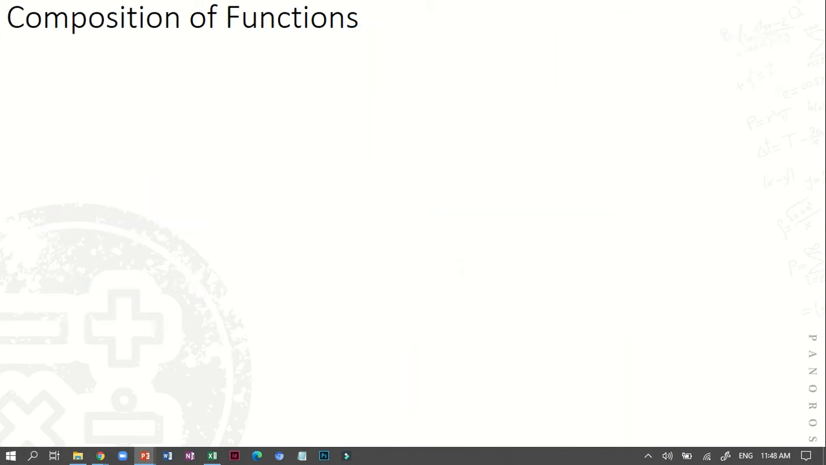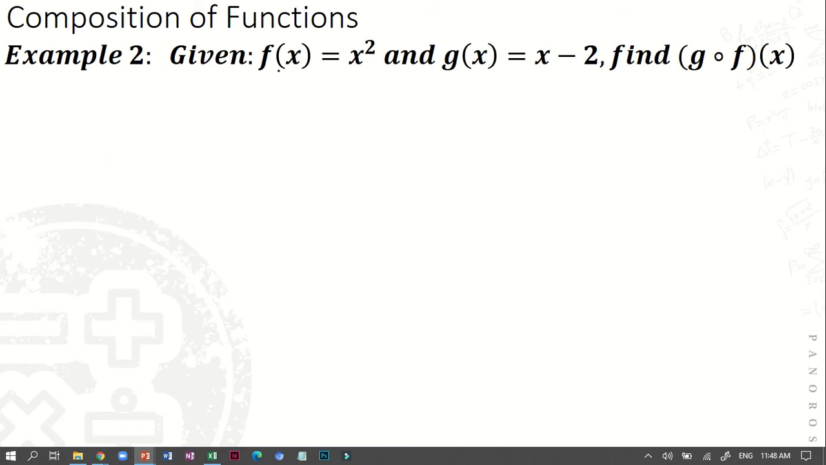Anyway, let's proceed now with example number 2. So, example 2, same given pa rin, x squared pa rin ang ating function of x, at x minus 2 pa rin ang ating g of x. Yun nga lang, iba na yung hinahanap sa ating problem. So, that is g composite f, baliktad naman siya.